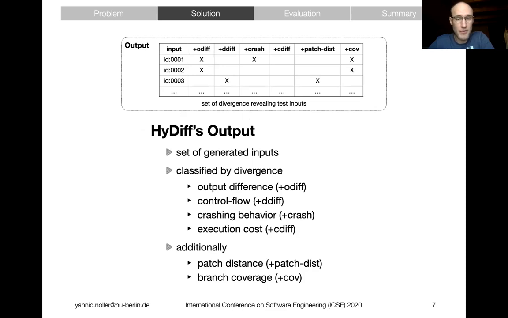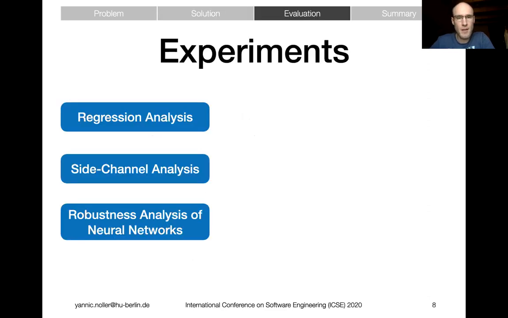The output of HyDiff is then eventually a set of generated inputs, which are classified by the divergence. So for example, output difference or control flow difference. In the evaluation, we perform several experiments in the already mentioned application scenarios, for example, regression analysis, side channel analysis, and robustness analysis of neural networks. The goal here was to compare HyDiff with its components in isolation. And on this slide, I will give you a brief overview of the obtained results.